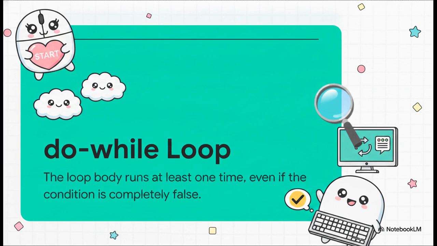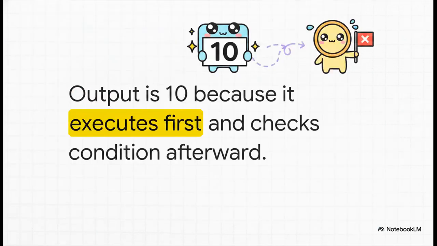It's the perfect tool when your program absolutely has to do something at least once, like, say, showing a menu screen to a user before checking if it needs to repeat based on what they click. Let's actually prove this really quickly.